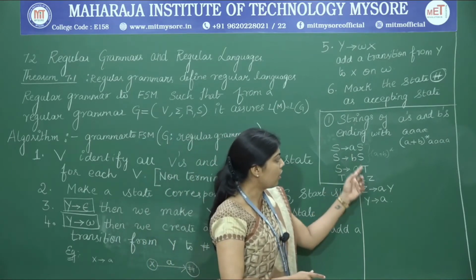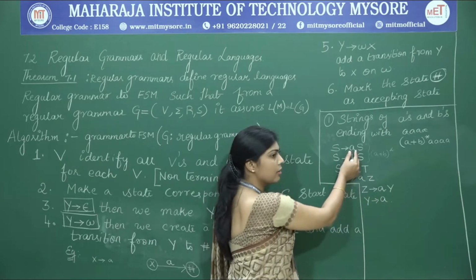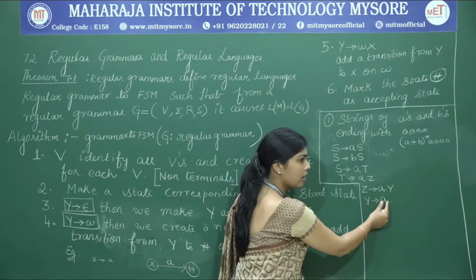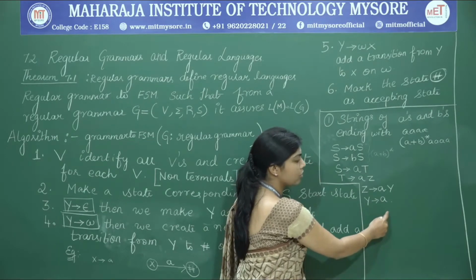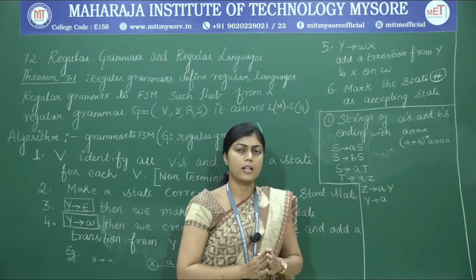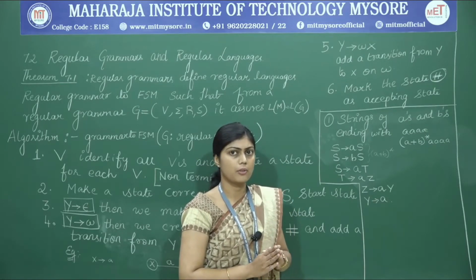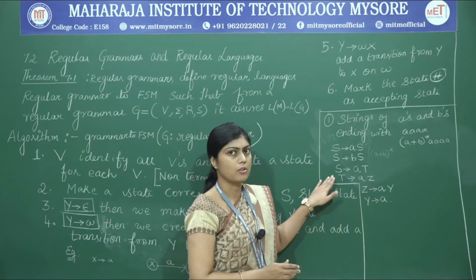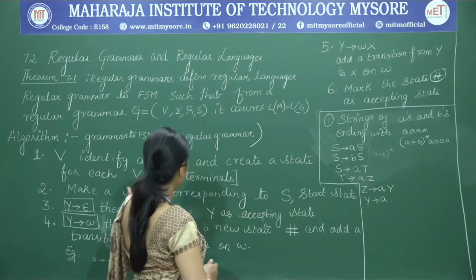Then next, when you look at all the RHS of the productions, it either has a single terminal followed by a single non-terminal, or else it has a single terminal, or else the third allowed production is some non-terminal goes to epsilon. So if you look at all the rules here, they follow the rules for a regular grammar. Whenever you are framing the rules, we have to stick to the productions allowed for regular grammar. So we'll follow the steps for conversion one by one.